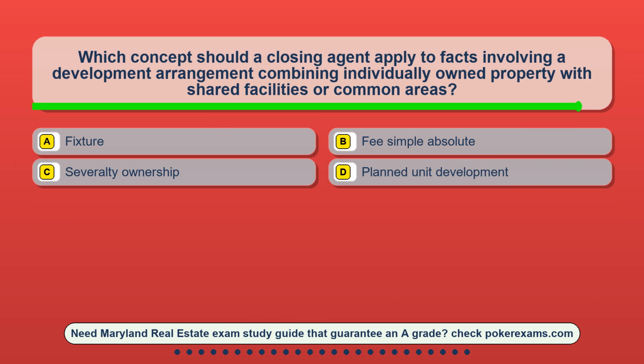Question 12. Which concept should a closing agent apply to facts involving a development arrangement combining individually owned property with shared facilities or common areas? Option A, fixture. Option B, fee simple absolute. Option C, severalty ownership. Option D, planned unit development.